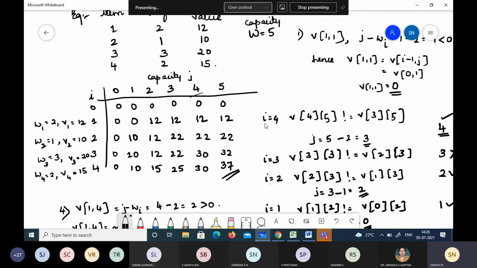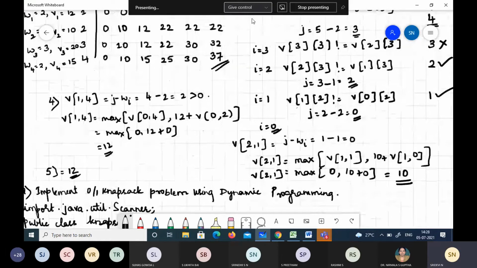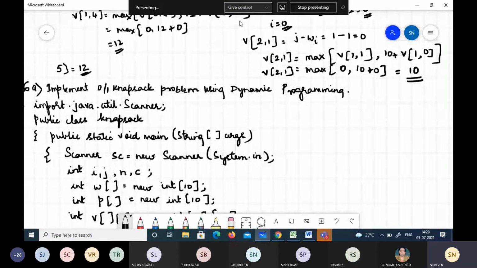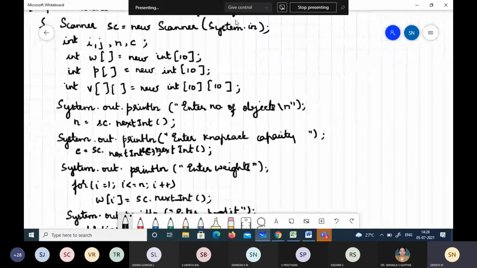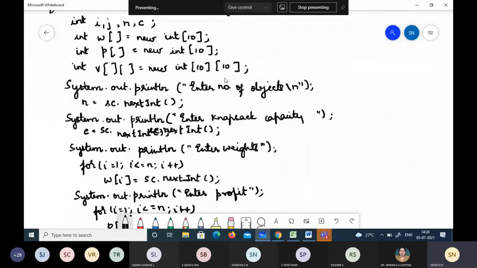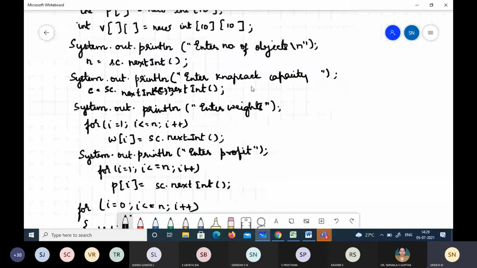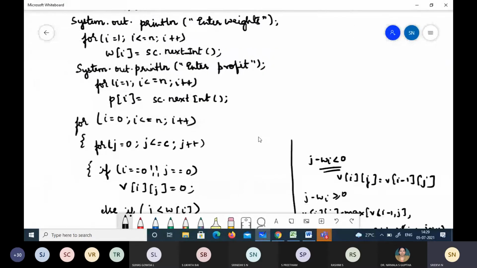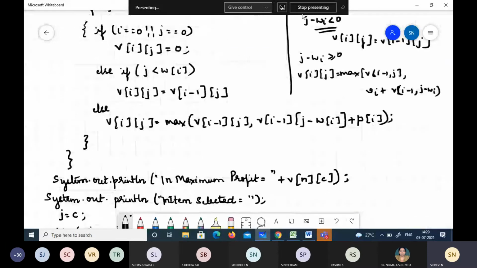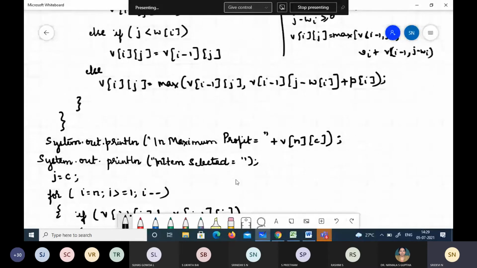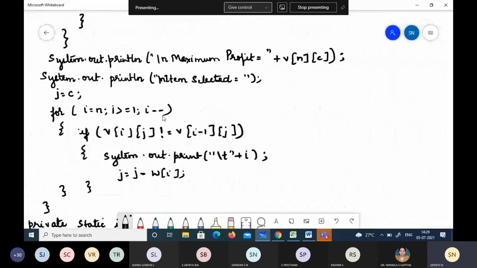We have the code here to find how the objects are selected. Those who were absent for the lab will not be able to follow it now, so whoever was there can. If you remember, we discussed the same thing in the last class. So these are the lines of code which will tell you which objects have been selected to get the maximum profit, isn't it?